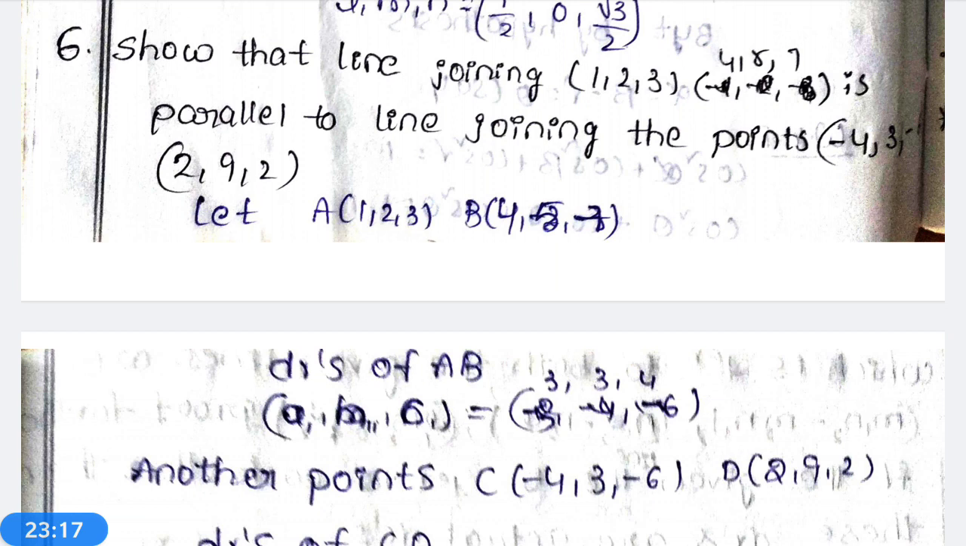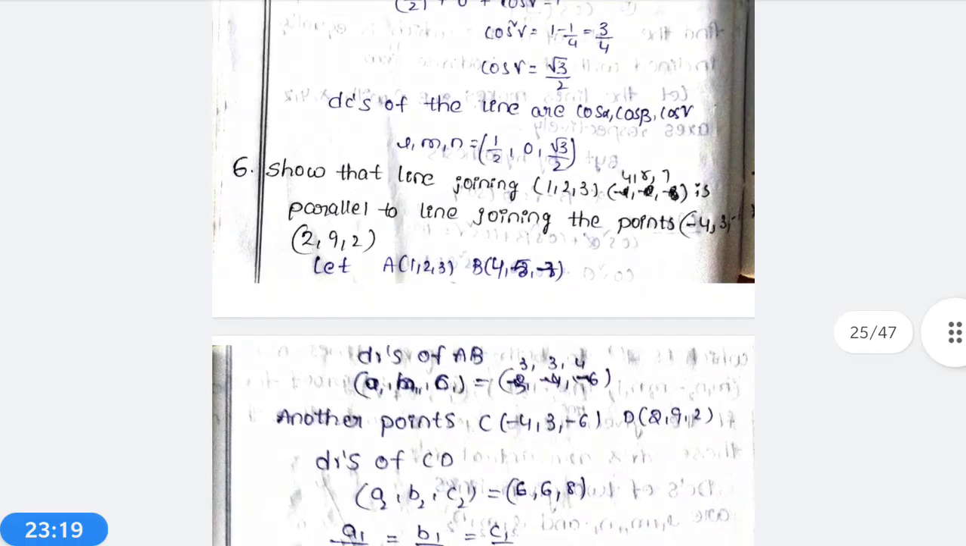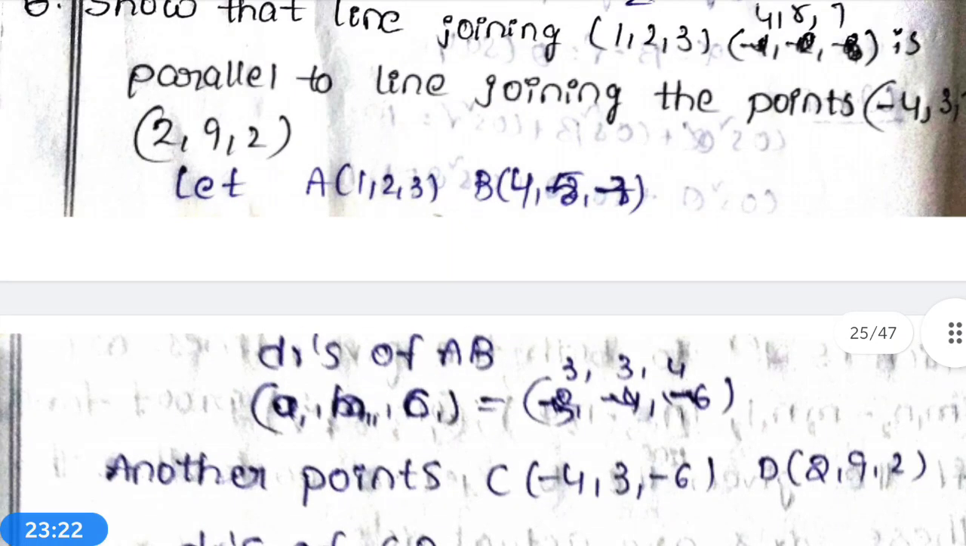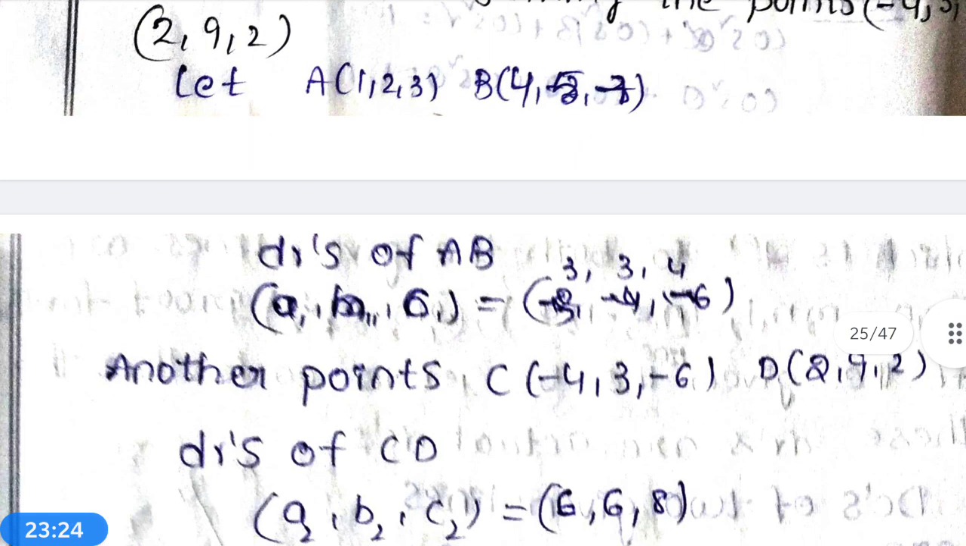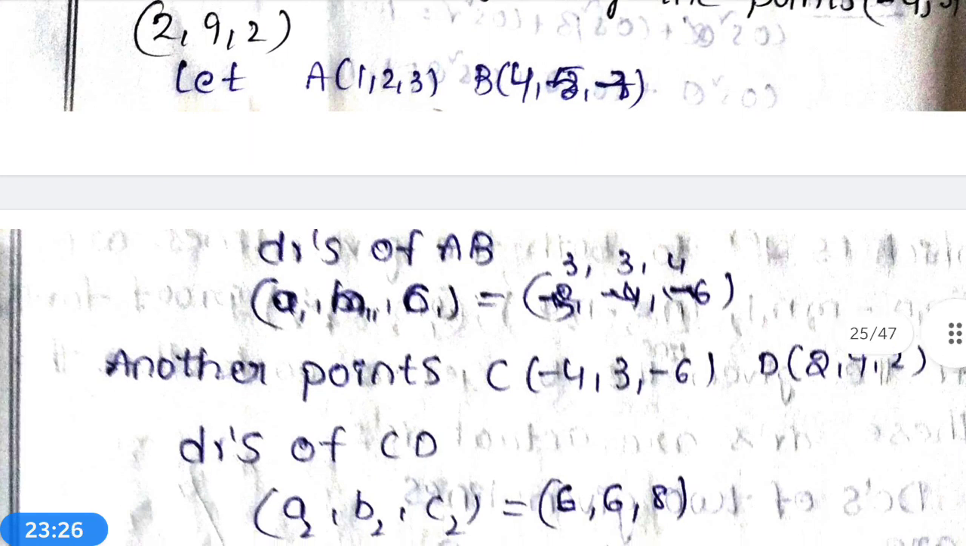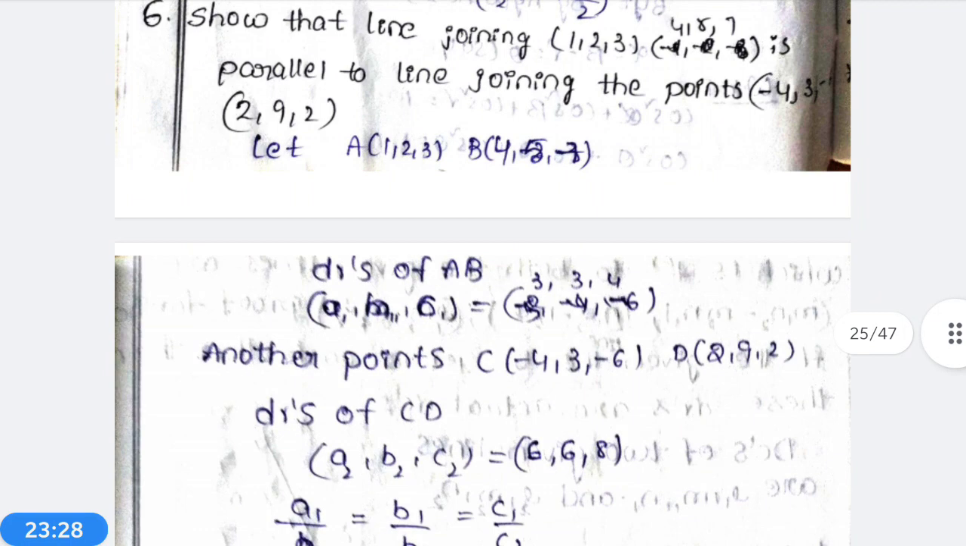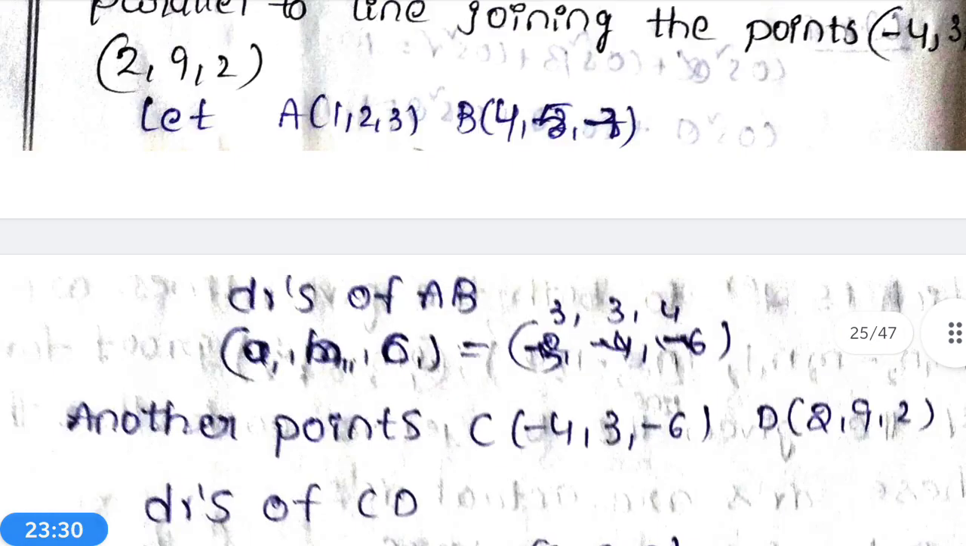Now we want to show these two lines are parallel. That means when we say the two lines are parallel, when DRs are known, A1 by A2 is equal to B1 by B2 is equal to C1 by C2. What are A1, B1, C1? 3, 3, 4. What are the DRs of CD, A2, B2, C2? 6, 6, 8.